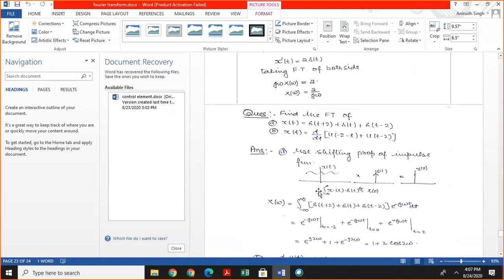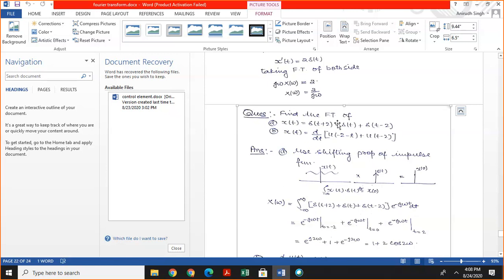Last two questions. Find the Fourier transform of x of t is equal to delta t plus 2 plus delta t plus delta t minus 2. And we know the shifting property of impulse function. If any function is multiplied by impulse function, then this impulse function shifts the signal to t is equal to 0.